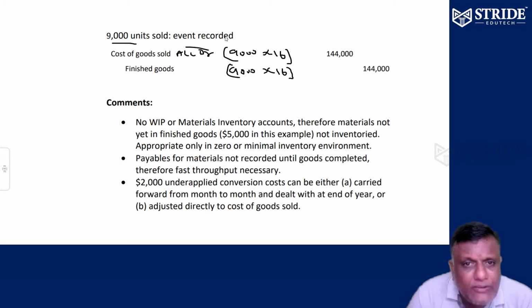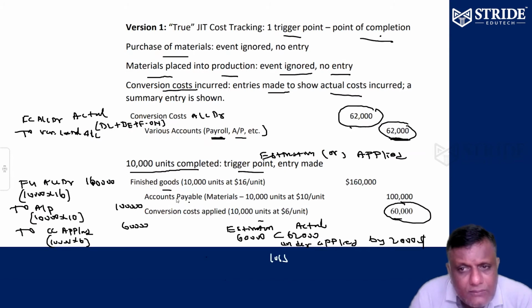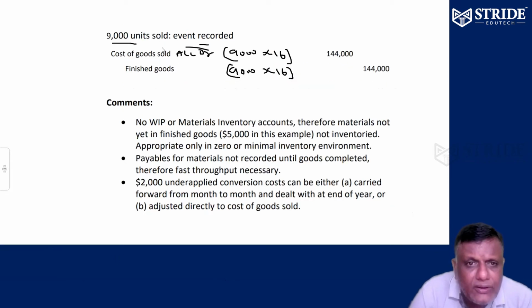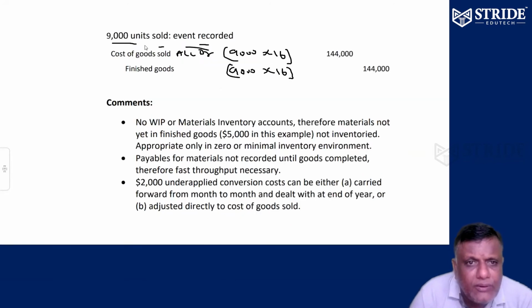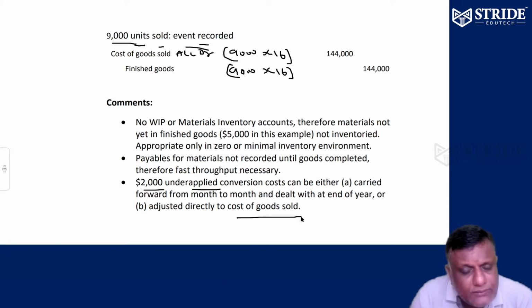Now the events to be recorded: actual cost, finished goods, and COGS. Each has its own trigger point: the actual cost entry, the finished goods entry, and the cost of goods sold entry. So the $2,000 is under applied conversion cost. It is directly adjusted to COGS. So it's a loss for us. Please transfer to COGS.